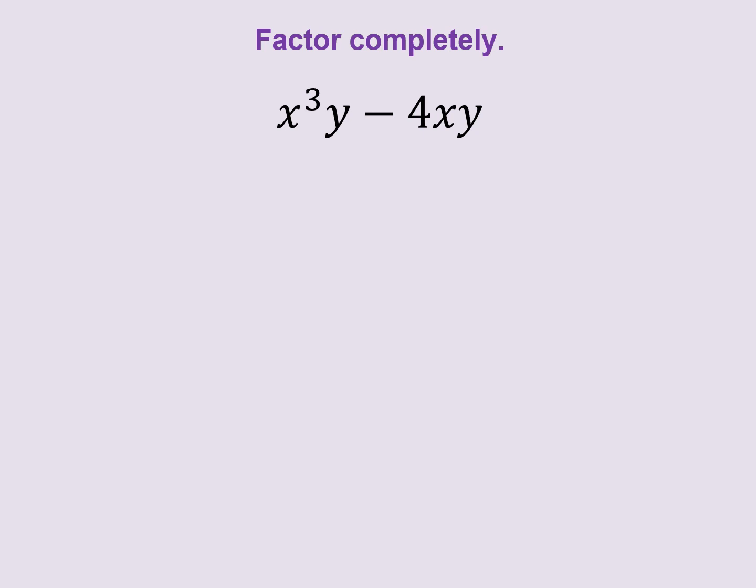Oh, look at that. This has 3 x's and this has 1 x. So they have each at least 1 x in common, and this one has a y and this one has a y. So they each have an x and a y in common. Again, if it helps you to write what you're factoring out underneath, you can do that. So let's see what's left over.